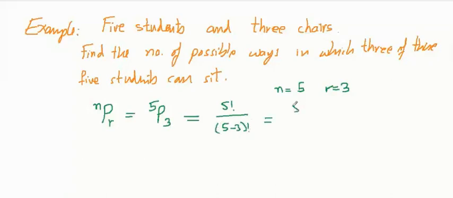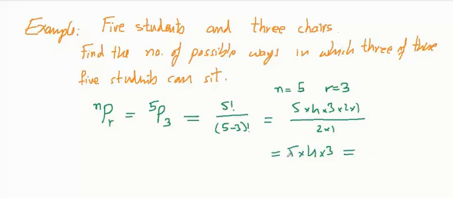So it will be 5 times 4 times 3 times 2 times 1, and this will be 2 factorial, which means 2 times 1. So 2 times 1 is cancelled, leaving 5 times 4 times 3. This is if we are not using a calculator. 5 4s are 20, 20 times 3 is 60. So there are 60 different ways in which 3 of these 5 students can sit on these chairs.